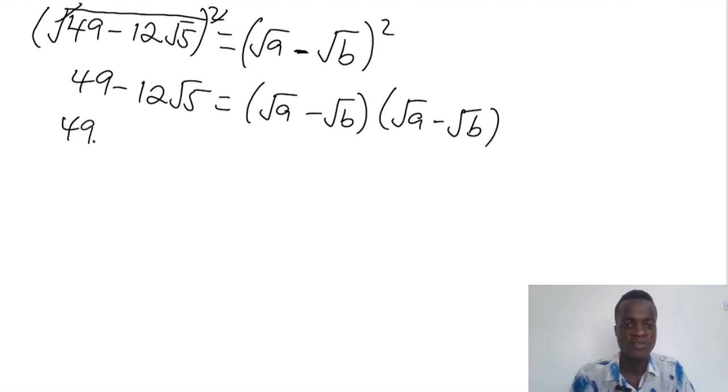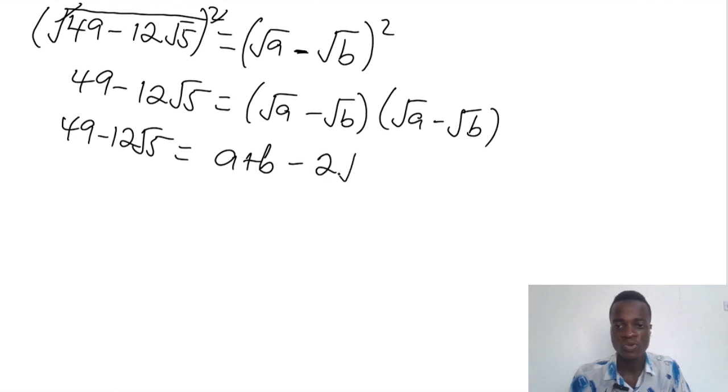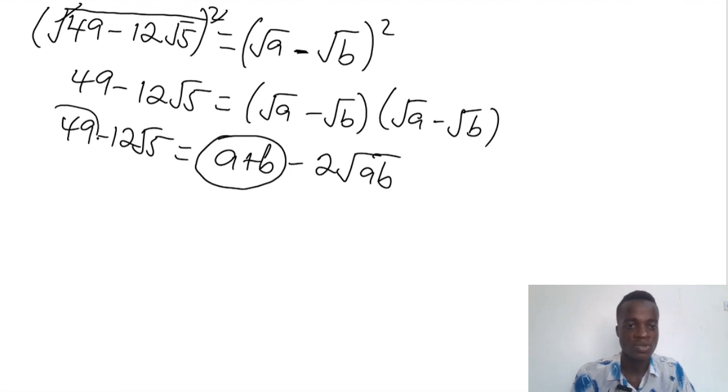At the end of the day, you have 45 minus 12 root 5 is equal to, so when you square this and expand it, you are going to have A plus B minus 2 square root of AB. That's what we have at the end of the day. So now we need to compare. These ones are not having square roots, and on the other side, this one too is not having any square roots. So we can compare them. A plus B is equal to 49.